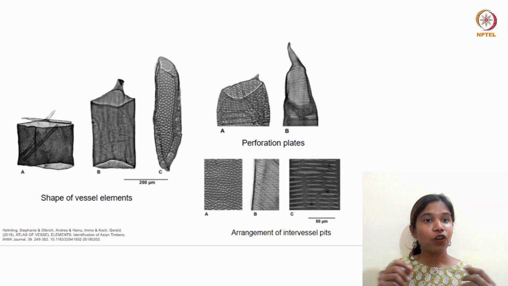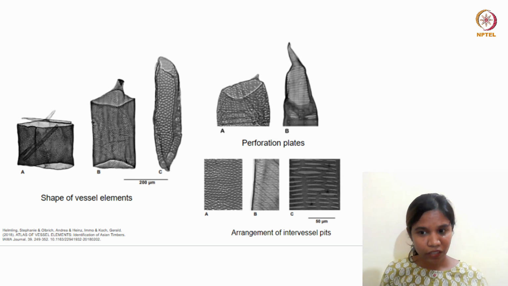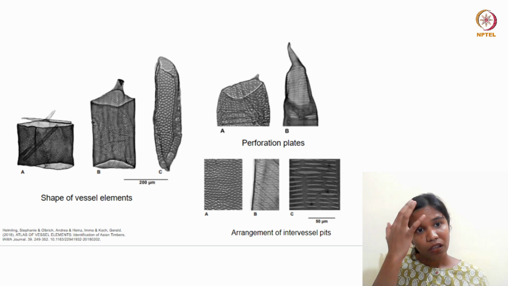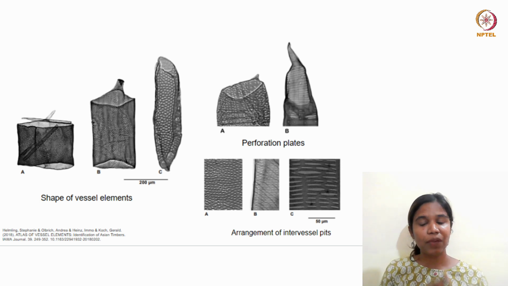We talked about intervessel pits. Even their arrangement can be different in different plant species. We're talking about just one cell type, and even one cell type differs so much in different plant species. Even this one cell type shows lots of variation in its shape, its size, its structure.